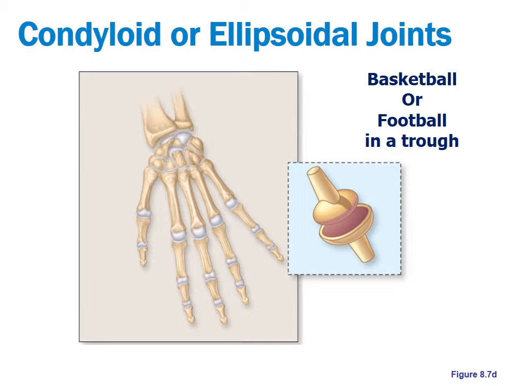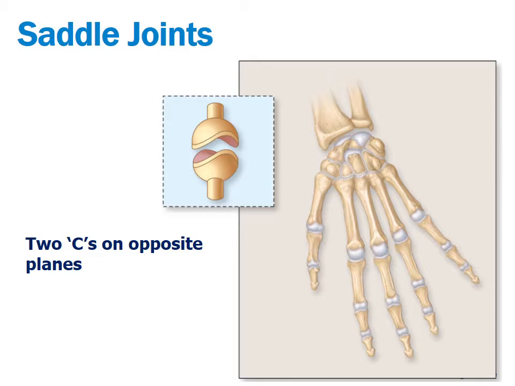Condyloid and ellipsoidal joints also perform flexion and extension. Your knuckles are shown in this example. Your thumb and its carpal are a saddle joint. Imagine two C-shaped structures with one on top of the other. You can move this joint in two directions.